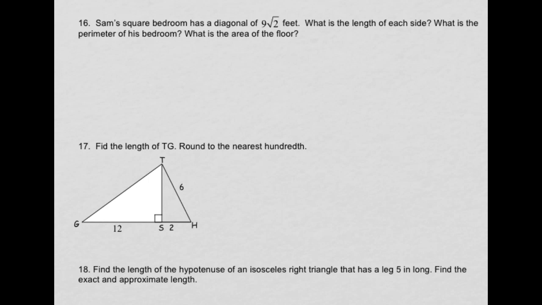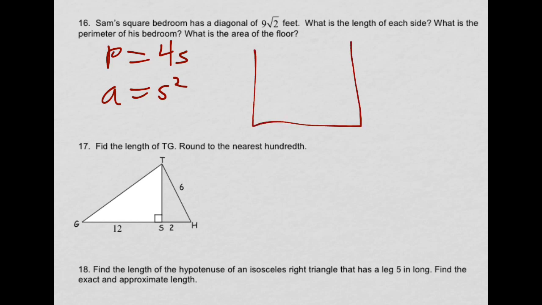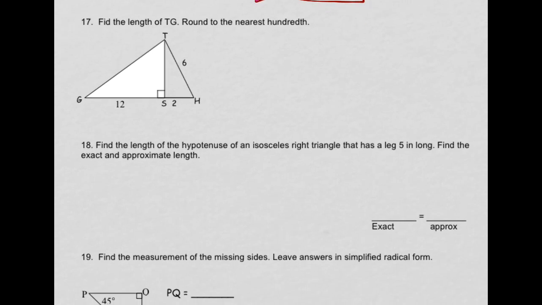Alright, remember that the perimeter is just, if we're talking about a square, it's just 4 times a side. And then area is just the side squared, side times side. Okay? And then remember, always make a drawing, and that diagonal right here is what they're talking about with the 9 root 2 feet.